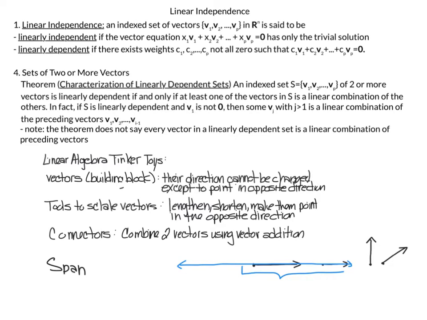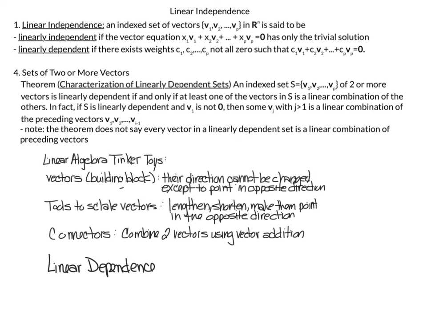So it's not a very powerful set of tinker toys. But anyway, that was the idea of span. And now we have this idea of linear dependence. So if you have two tinker toys, let's say one points to the right and one points straight up, then you can add them together and you can get this vector here. And so this vector here, because it's a linear combination or can be made from these other two vectors, is dependent on these two vectors.